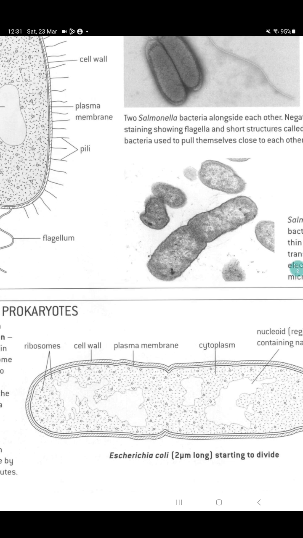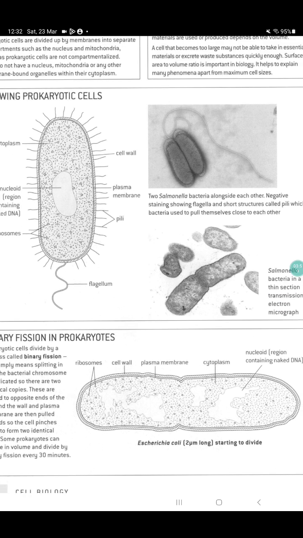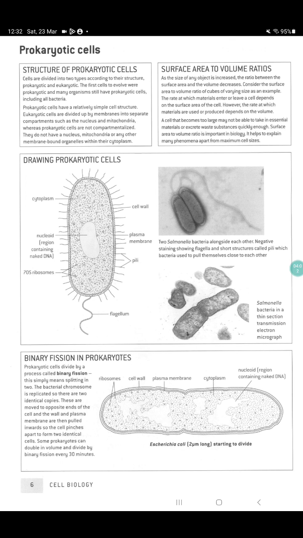Here you can see the pinching in the center, which is the start of the division. First the material is divided, then the pinching in the center divides the cell into its identical daughter cells. Some prokaryotes can double in volume and divide by binary fission every 30 minutes. Cell division in prokaryotes is very fast.